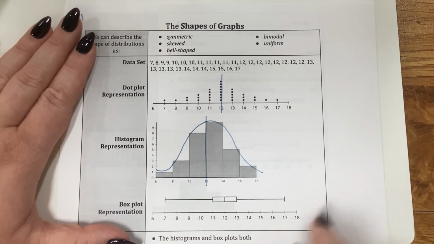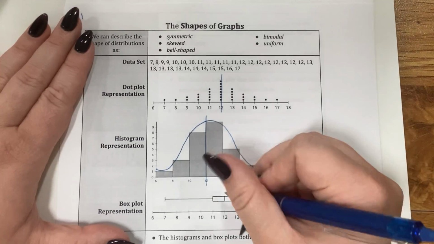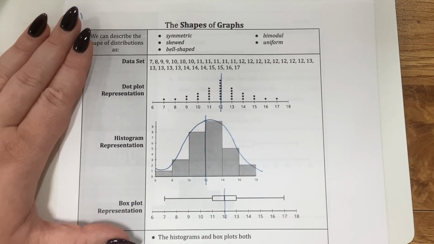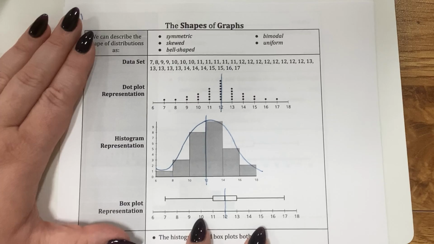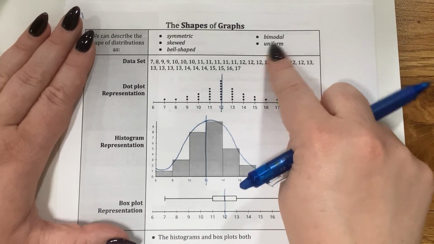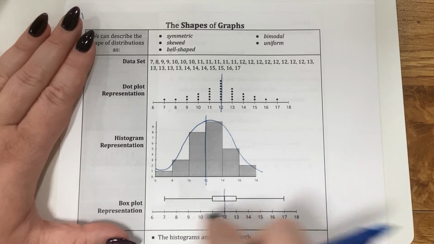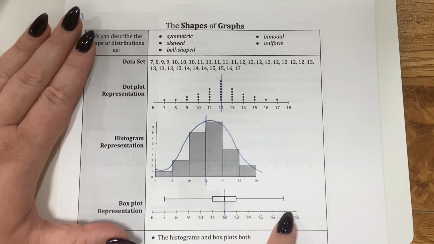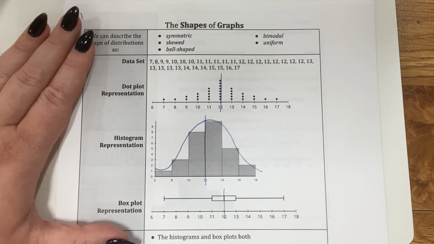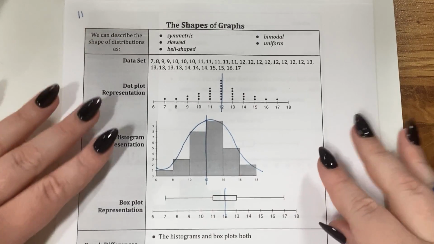Box plots are a little bit more elusive. You're not gonna know by the shape of a box plot specifically what type of symmetric graph, whether it be uniform, bimodal, or bell-shaped. But if it's equally distributed, or if this side looks like this side, you'll know it is some type of symmetric graph, all right?